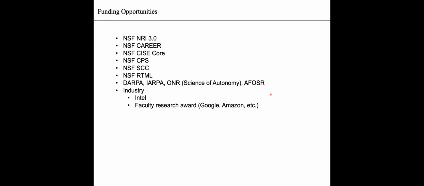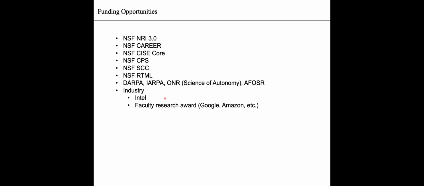So there are a couple of funding opportunities. For example, the NSF National Robotics Initiative 3.0 this year. Also I will try to apply for NSF CAREER. And of course, the SCIENCE core program and the Cyber-Physical Systems, Smart and Connected Community, real-time machine learning. So these are all very good programs I see my research will fit. And also some other funding agencies like DARPA, IARPA, ONR, Air Force Research.